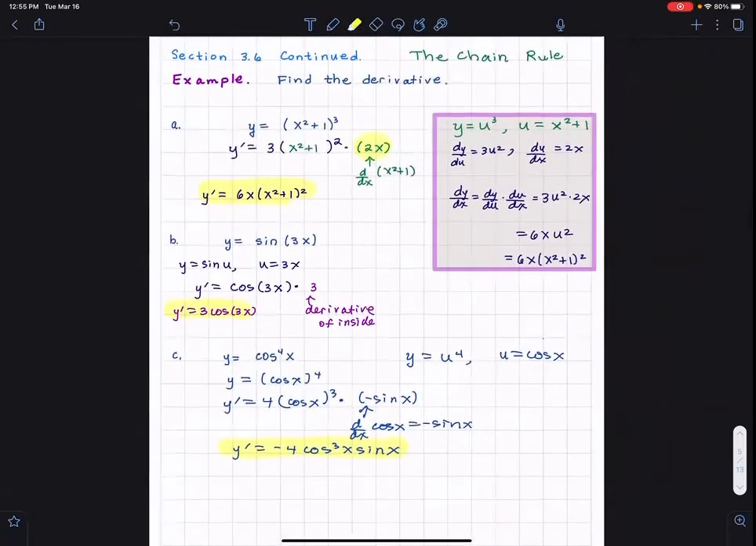Okay, so only on part A did I write all that stuff out. Well, I wrote a little bit here and there, but you don't have to write this y equals sine, like the very last one, y equals u to the 4th, u equals cosine x. But that's what's going on if you could write it.